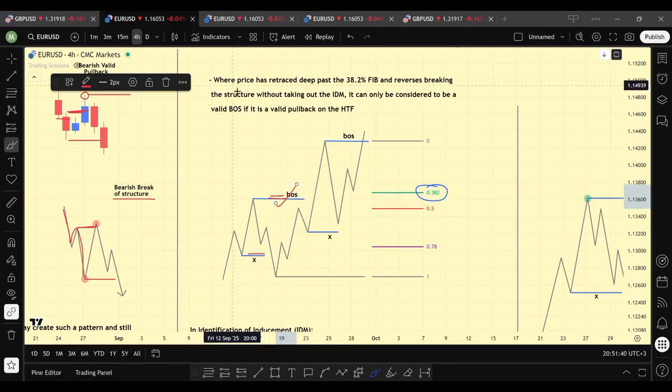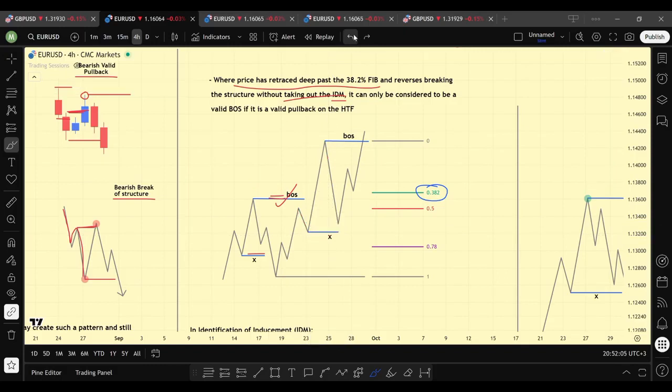Now what about when price has retraced deep past the 38.2 fib and reverses, breaking the structure without taking the inducement? The inducement is the recently formed valid pullback, which is this one here. You can clearly see that price reversed back, but it didn't take any pullback. So in this case, it can only be considered a valid BOS, or break of structure, if it is a valid pullback on the higher time frame. So that's actually how we use this.